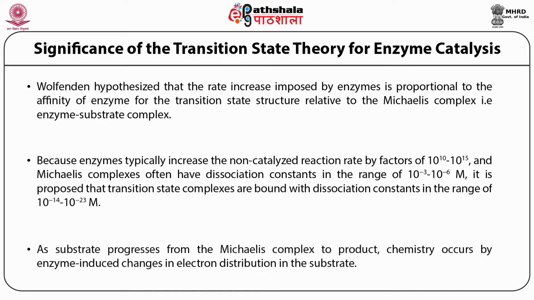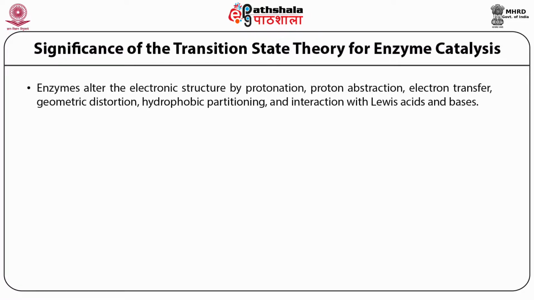As the substrate progresses from the Michaelis complex to the product, the chemistry occurs by enzyme-induced changes in electron distribution in the substrate. The enzyme alters the electronic structure by protonation, proton abstraction, electron transfer, geometric distortion, hydrophobic partitioning, and interaction with Lewis acids and bases.